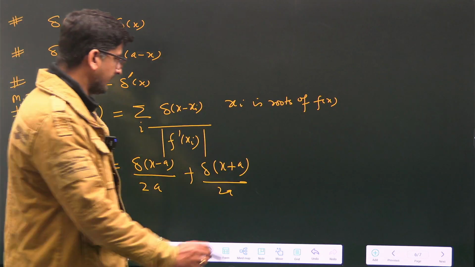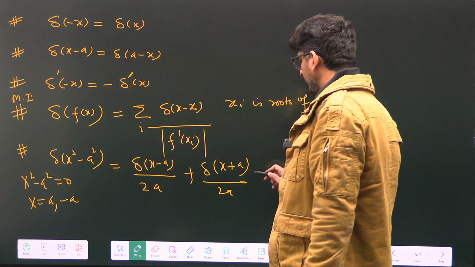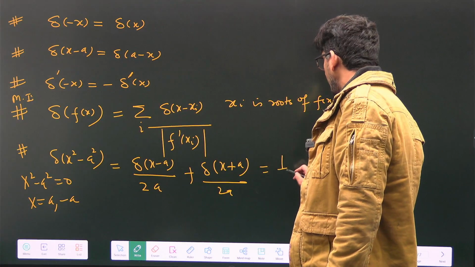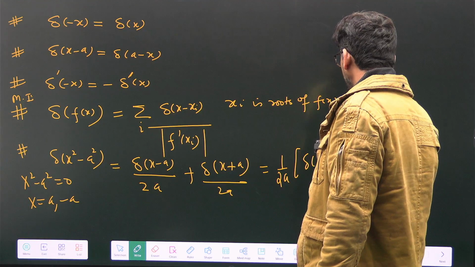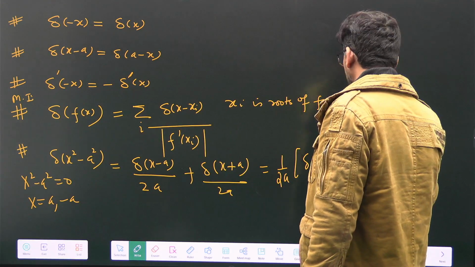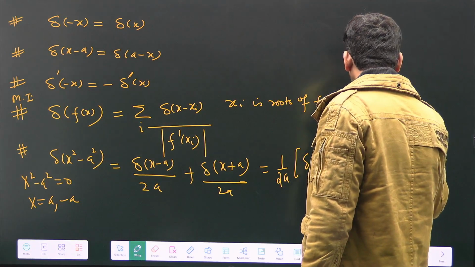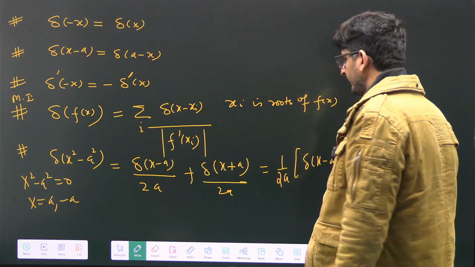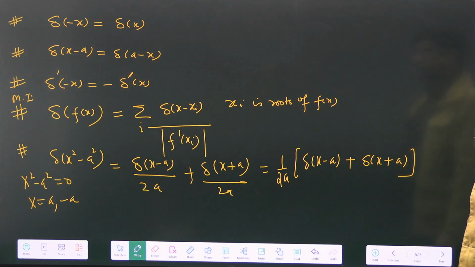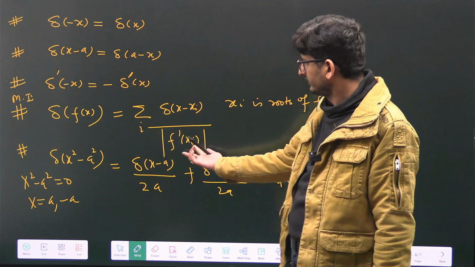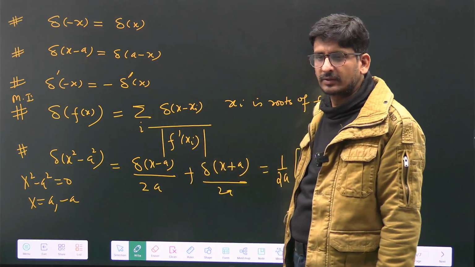So ये क्या बन जाएगा? It will become 1 upon 2a, delta function (x minus a) plus delta function (x plus a). ये मॉड लगा हुआ है ना, तो जब माइनस भी होगा तो प्लस हो जाएगा.